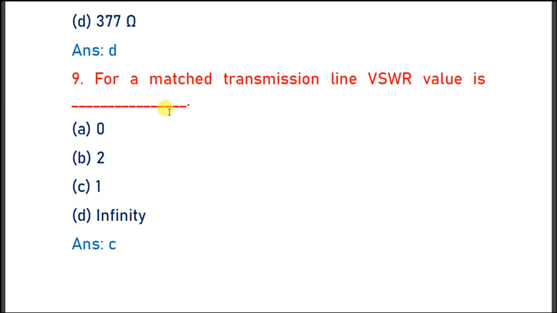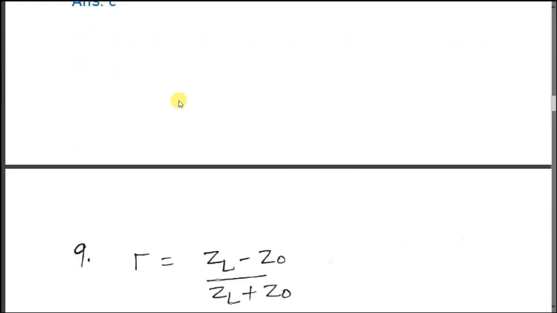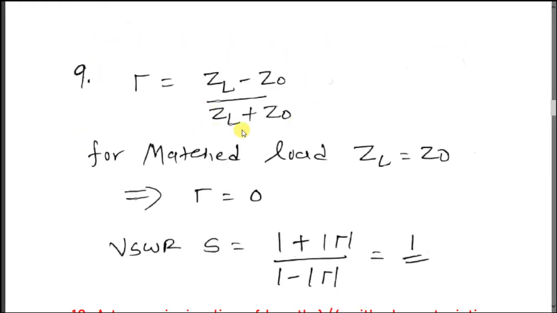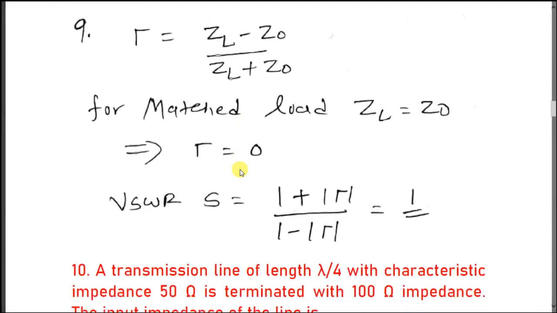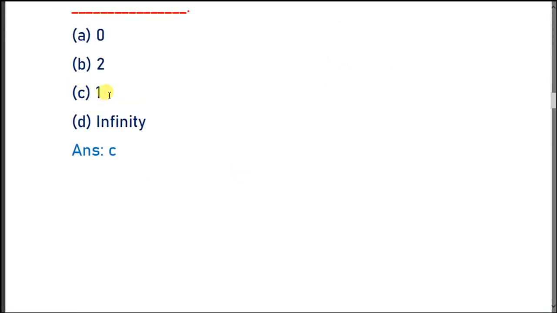VSWR is equal to 1 plus reflection coefficient divided by 1 minus reflection coefficient. Okay, and the reflection coefficient is ZL minus ZO divided by ZL plus ZO. So if you put ZL equal to ZO, that is for a matched load, you will get reflection coefficient equal to 0. And if you put the reflection coefficient in the VSWR, you will get VSWR equal to 1. So the answer is VSWR is equal to 1. That is answer C.